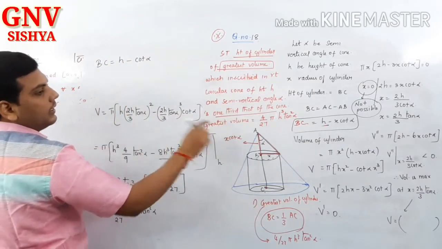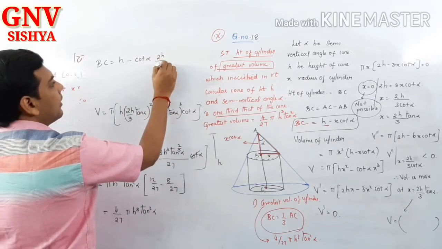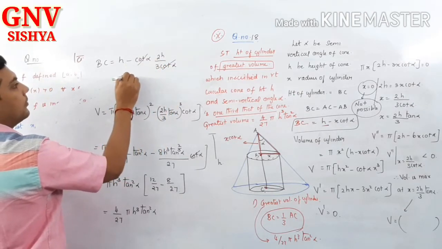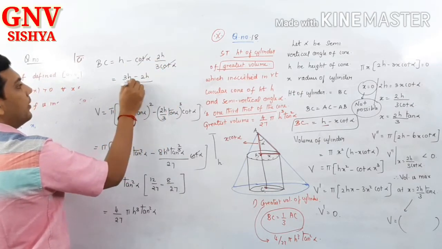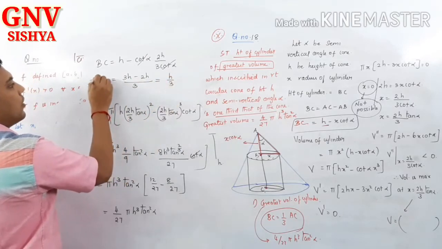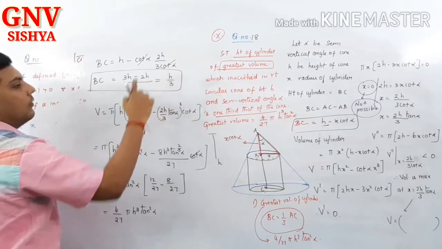What is x? X is nothing but 2h divided by 3 cot alpha. So can I cancel cot alpha and cot alpha? If you take LCM, it will become (3h minus 2h) divided by 3, which is h by 3. So the height of the cylinder is equal to 1/3 of the height of the cone.